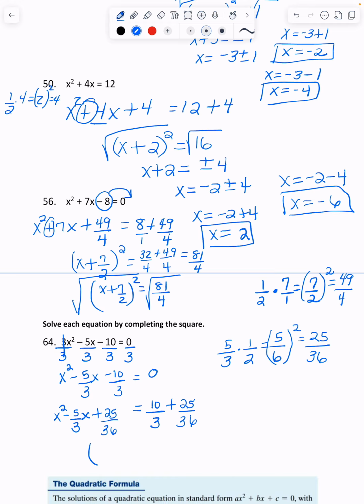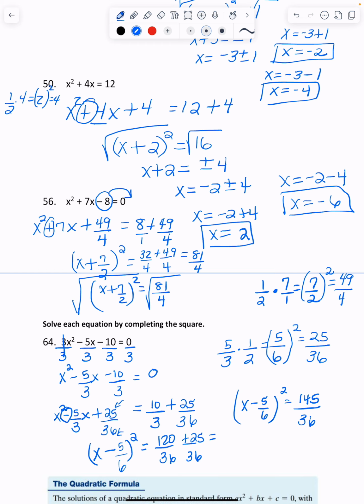This will always factor into a perfect square. This tells me my sign. What number do I square to get 25? What number did I square to get 36? So x minus 5/6 squared. Let's get a common denominator over here of 36. 3 goes into 36 12 times. 12 times 10 is 120. So I have x minus 5/6 squared equals 145 over 36.